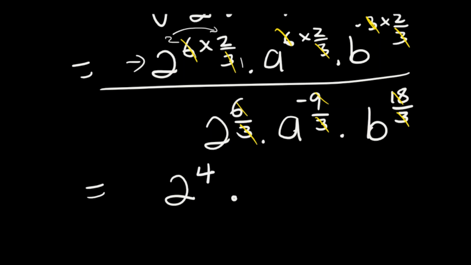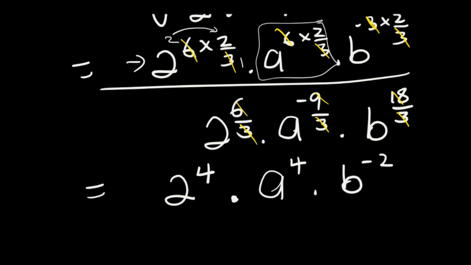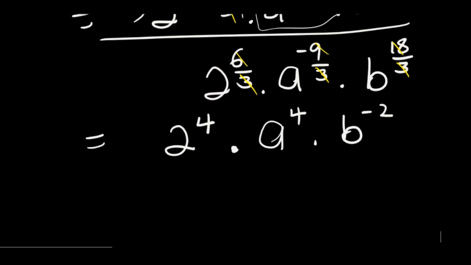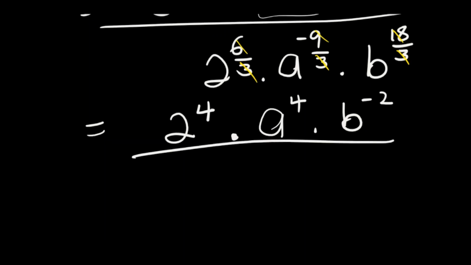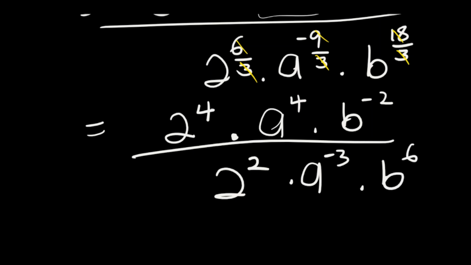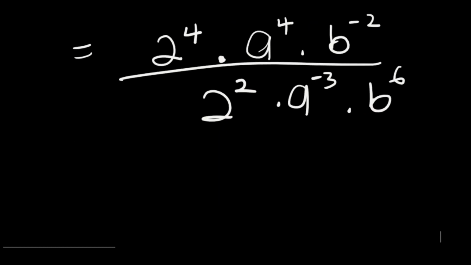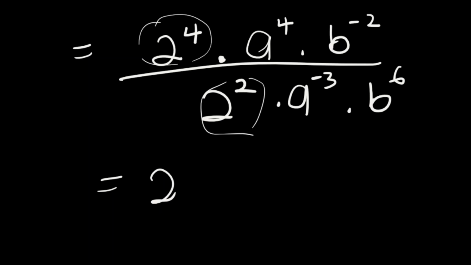So it's to the power of 4 multiplied by, the same goes with this one here. So it's going to be a to the power of 4 multiplied by b to the power of minus 2, right? And so it's divided by 2 to the power of 2, right? Because it's 6 over 3 multiplied by a to the power of minus 3 multiplied by b to the power of 6, right? And then from here, we have this 2 to the power of 2 and this to the power of 4, right? So you're going to say 2 to the power of 4 multiplied by, let's take this 2 to the power of 2 upwards.